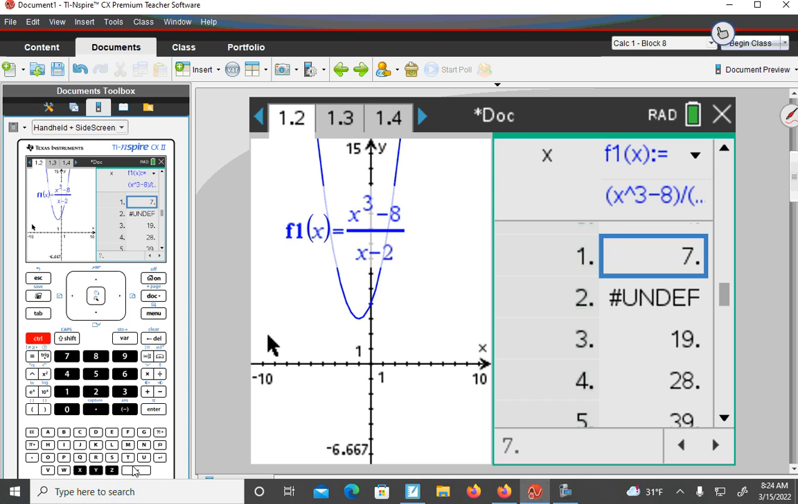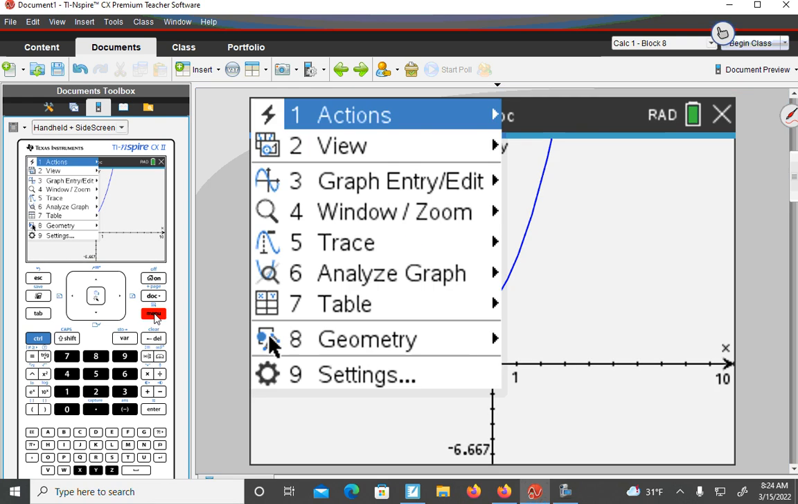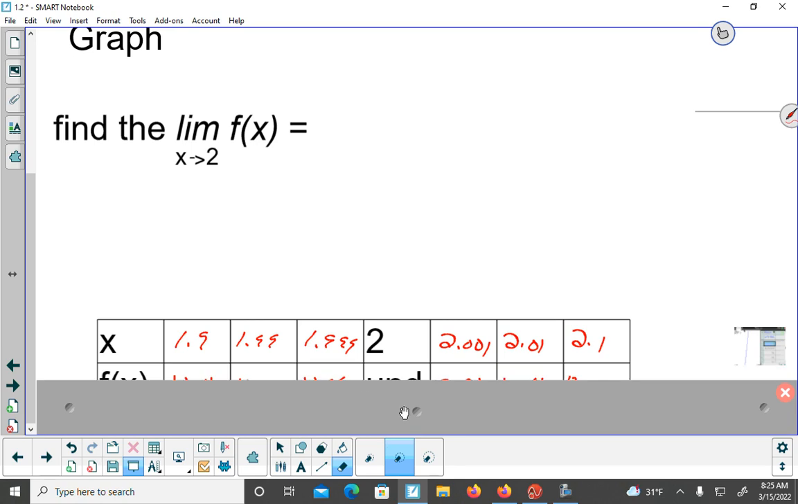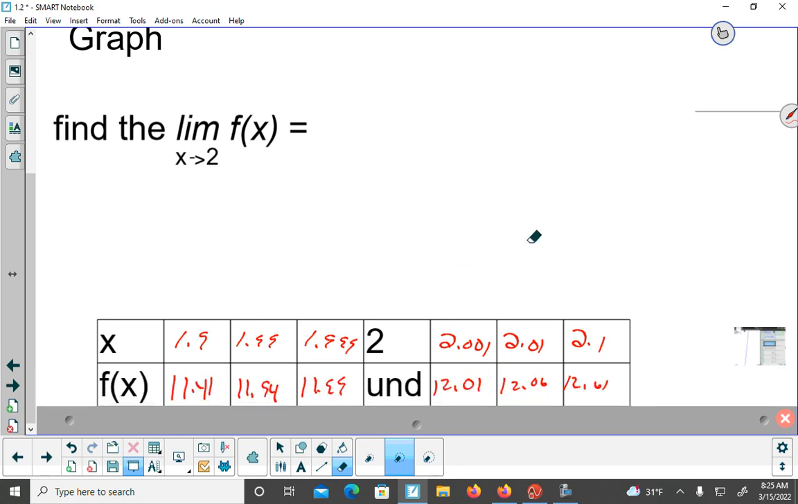So what I'm going to do is graph trace. I'm going to do menu, trace, graph trace, and let's start from the left, and I'm going to do the 1.9. And then I'm going to do 1.99 and get 11.94. And I'm writing these down, by the way. I hope you are too. And then I'm doing 1.999. Going on the other side, I have 2.1, 2.01, and 2.001. And I'm going to write down all those values that I just got from my calculator. I know I went really fast, but there they are.